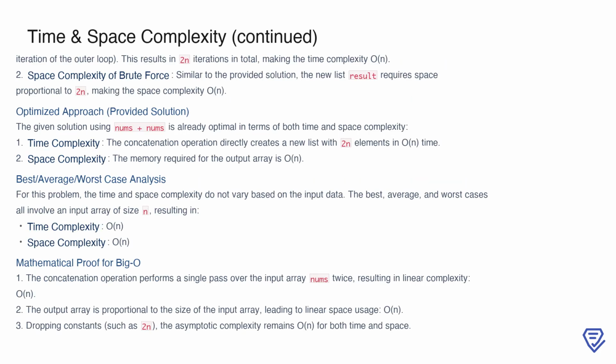For space complexity, the brute force method also creates a new list result to store the concatenated array. This means it requires O(2n) space, which simplifies to O(n). When comparing the brute force method to the optimized solution, we see that the given solution using nums + nums is already optimal in terms of both time and space complexity.